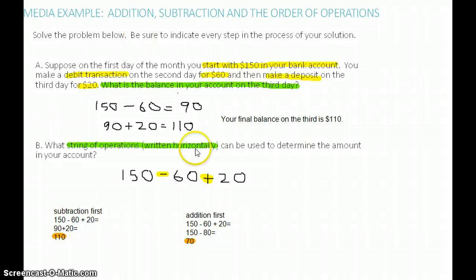So notice when we had done the addition first, we ended up subtracting off $80 in this step. Well, we know that that $20 was a deposit. That was money that we're putting in. And the 60 was taken away. So in this step, when we added first, we ended up subtracting off our deposit instead of adding it. So that was like our deposit was a withdrawal or a debit transaction. So this one is incorrect. Okay? Meaning it doesn't apply to this situation in the problem.